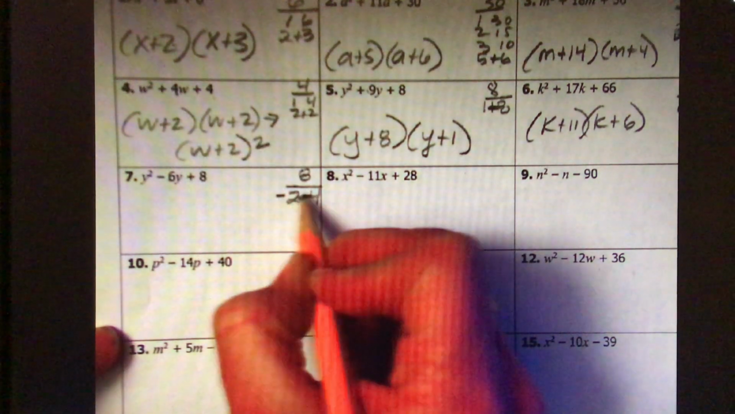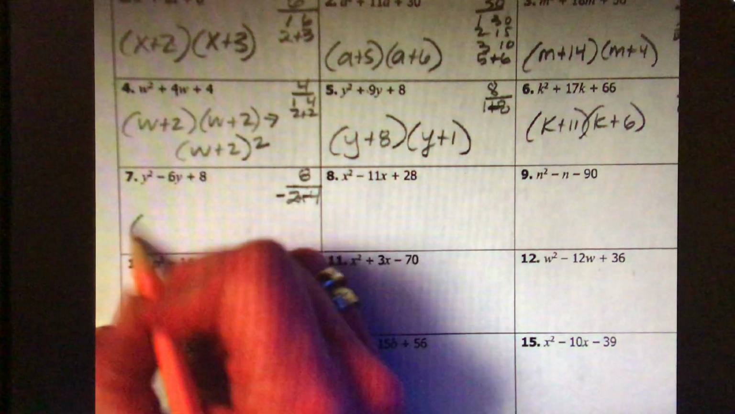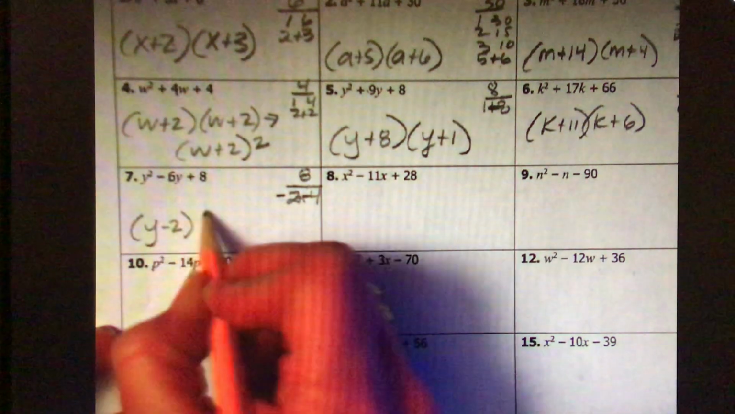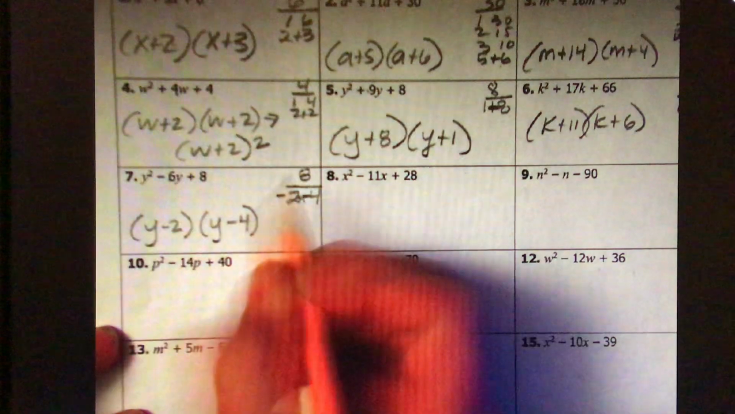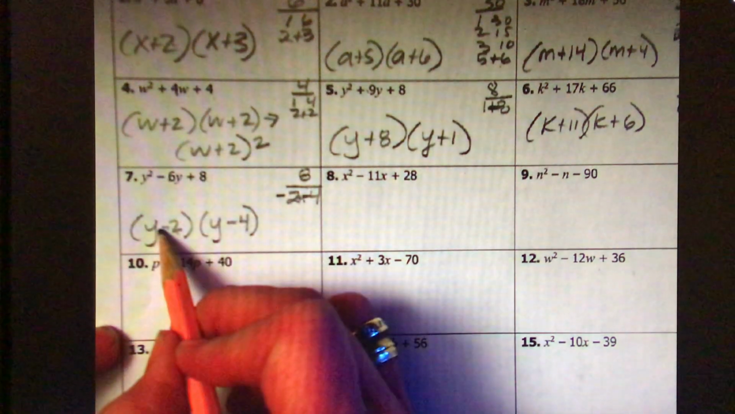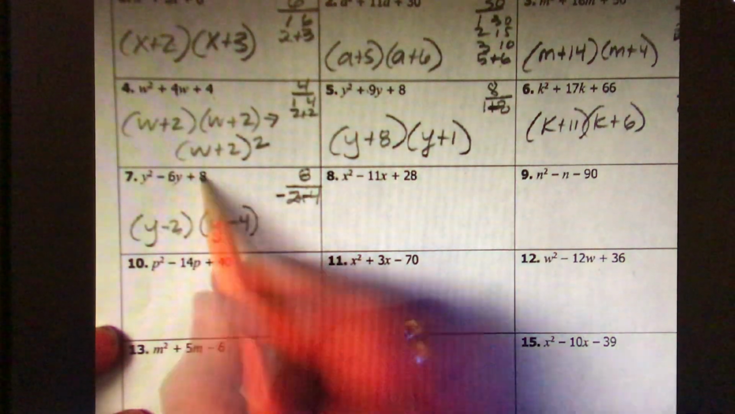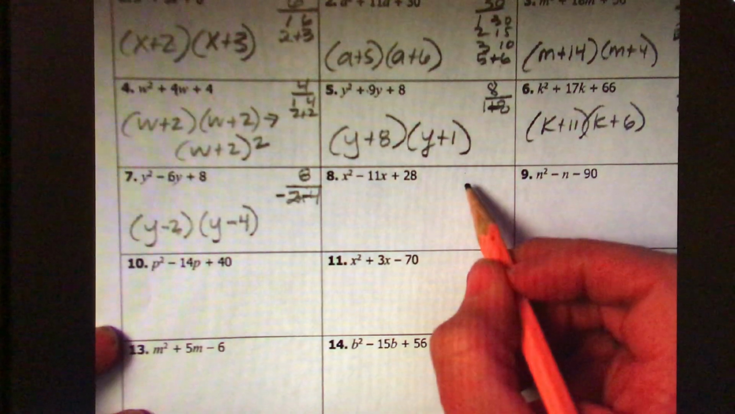Put a little addition sign in there if you think about it that way. Y minus 2, y minus 4. Let's see, does that make sense? Negative 2y, negative 4y. Oh yeah, that's going to be negative 6y. And then 2 times 4, but they're both negative, is going to get me an 8. Great. Okay, so let's go here.